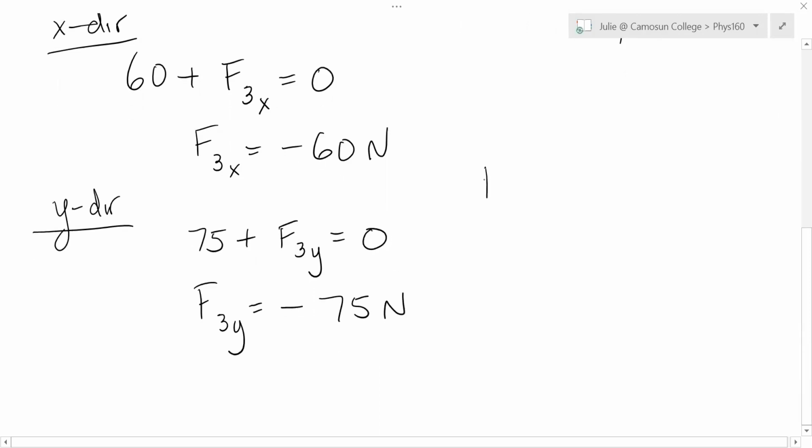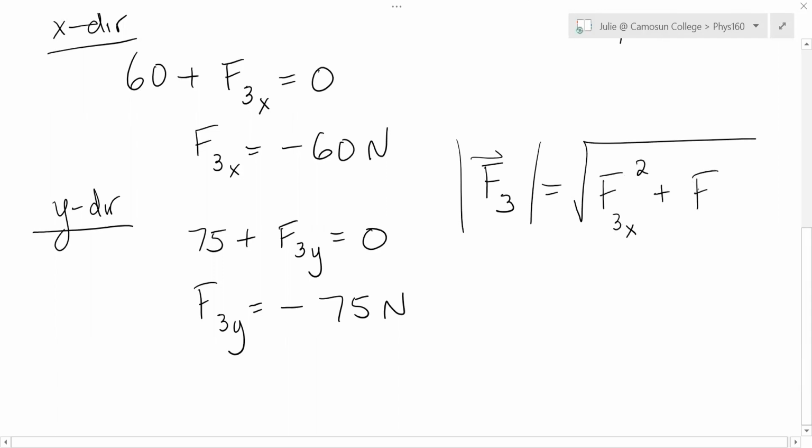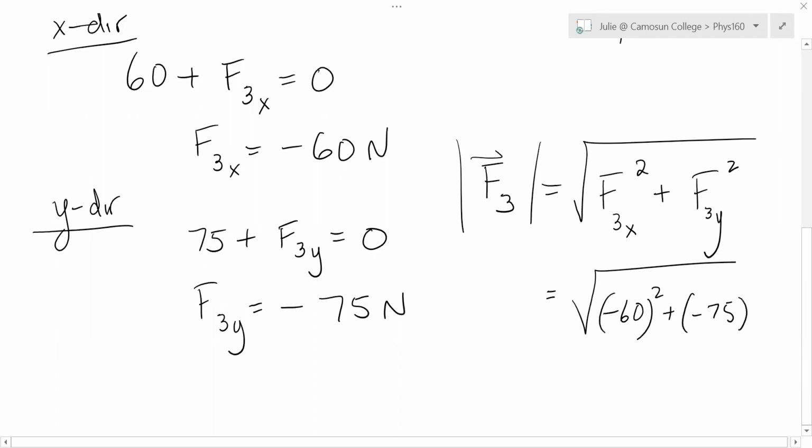So to get the magnitude of F3, remember the magnitude, that's the length of the vector. We take the x component and square it. So this is just a right angled triangle. We use Pythagoras to get the hypotenuse. So negative 60 squared plus negative 75 squared. And we should get the answer. Just double check. 96 newtons. And so that is E.